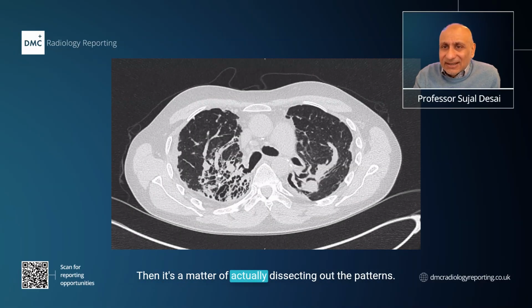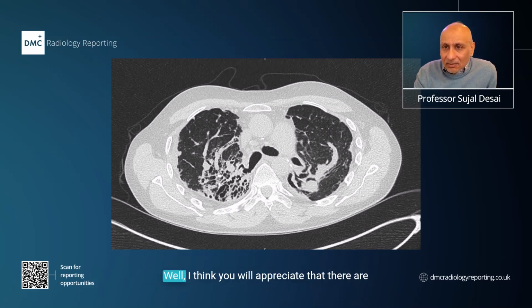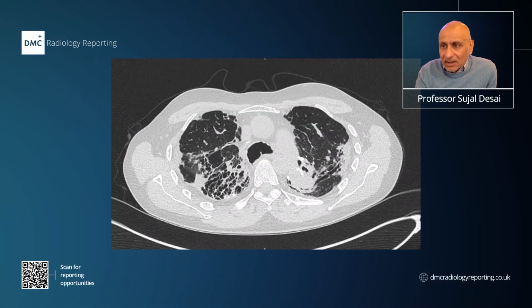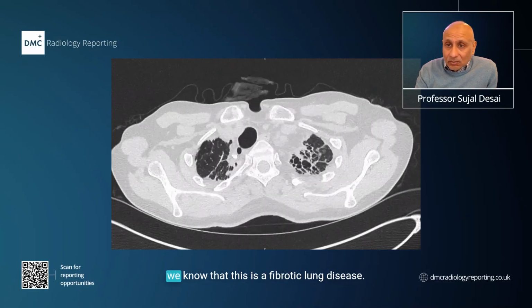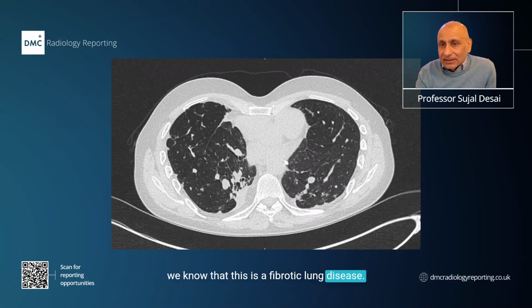Then it's a matter of actually dissecting out the patterns. Now, what are the actual patterns that we're seeing? Well, I think you will appreciate that there are these tubes here, and that those tubes, which are, as you know, airways, are actually dilated. This is the sign of traction bronchiectasis. So whatever else is going on in this lung, we know that this is a fibrotic lung disease.